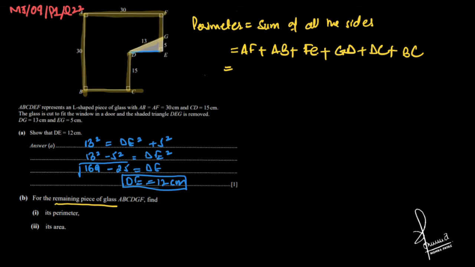Now I'm going to write their values. AF, as you can see from the figure, is 30. So AF is 30 plus AB. AB you can also see from the figure is 30. So AB is 30 plus FE. FE is this length over here. They haven't directly given you FE. Pause the video and think about how you will calculate FE.